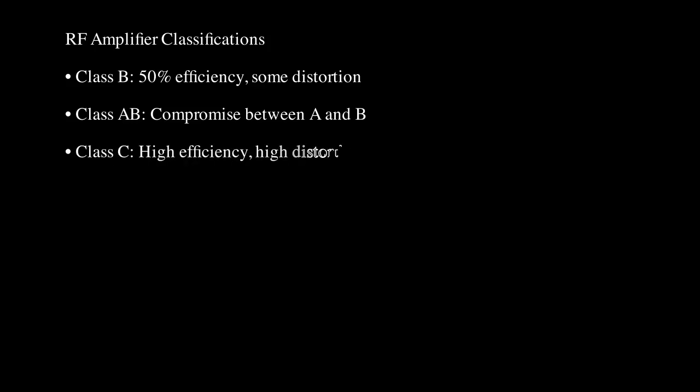Class C amplifiers conduct for less than half the cycle, achieving high efficiency up to 85%, but with significant distortion. They're used in FM transmitters and frequency multipliers where the distortion can be filtered out. RF amplifiers face several unique challenges.